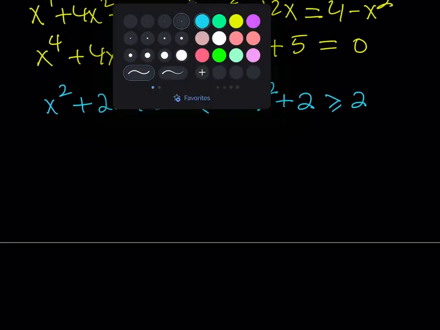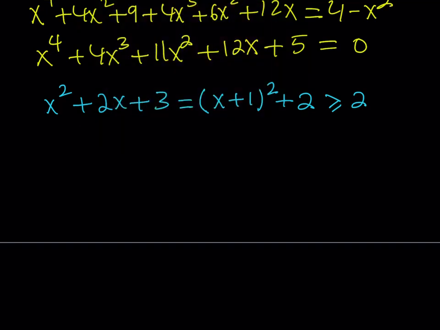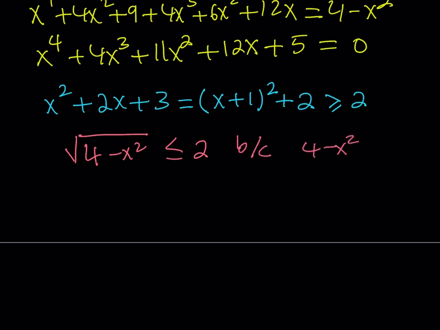The next thing we're going to talk about is the radical. Well, we have the square root of 4 minus x squared. What do we know about it? Obviously, x squared cannot be negative. Therefore, the square root of 4 minus x squared is going to be less than or equal to 2. Why? Because 4 minus x squared is always going to be less than or equal to 4. The reason for that is x squared cannot be negative.